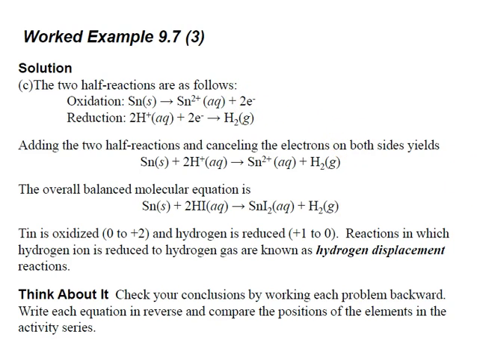Reactions in which the hydrogen ion is reduced to hydrogen gas are specifically known as hydrogen displacement reactions. Again, one thing to remember is to check your conclusions by working each problem backward. Write each equation in reverse and compare the position of the elements in the activity series. Another thing you can do is make sure that these electrons cancel out, that everything makes sense, and that you have balanced elements on both sides.